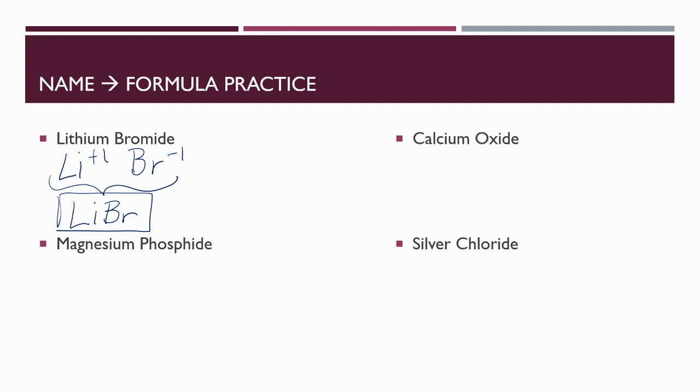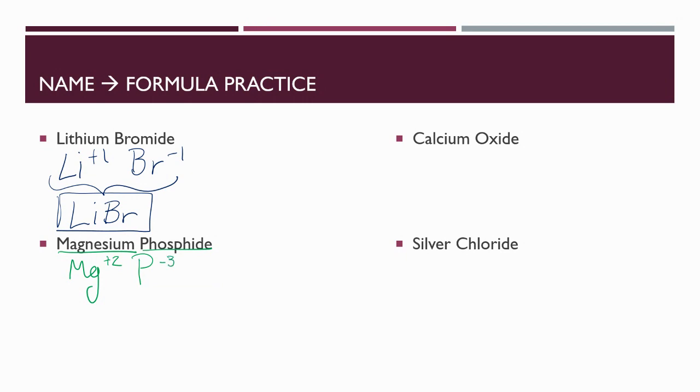Okay, moving down here, we'll go in a different color. Magnesium phosphide. So magnesium, Mg, we find it on the periodic table, lives in group 2, so it has a +2. Phosphide is referring to the element phosphorus.